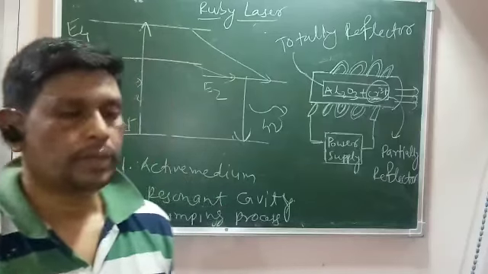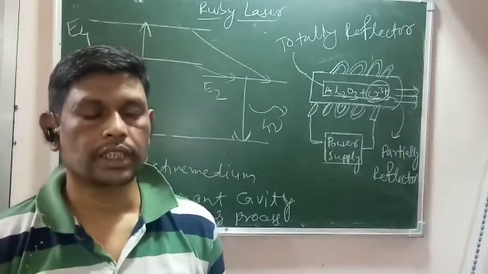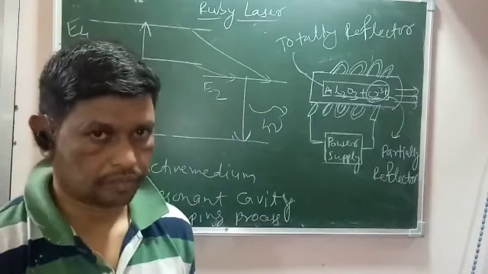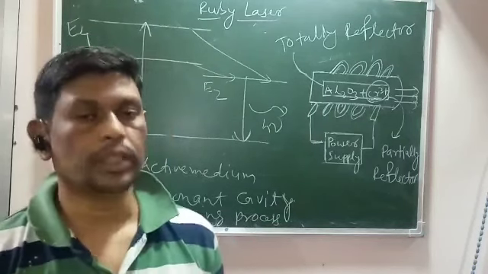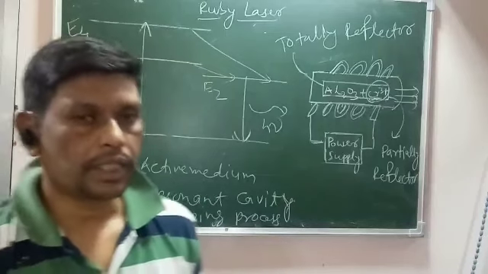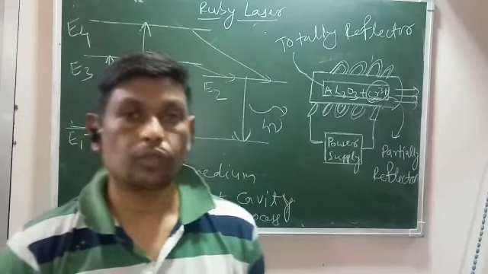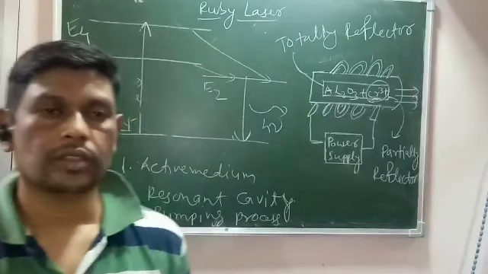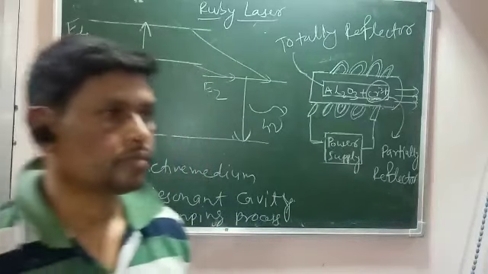Ruby is a type of gem. It is a solid state laser and it has a 3-level system. So first of all, let us discuss the components and parts of the laser. There are mainly 3 parts of a laser, but in case of ruby laser there are 4 parts. The first part of the ruby laser is called the active medium.